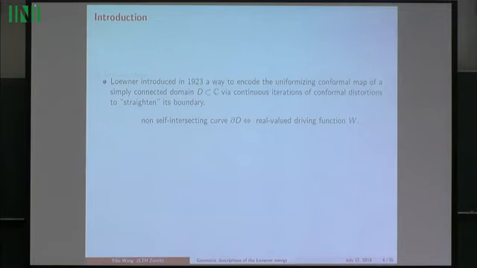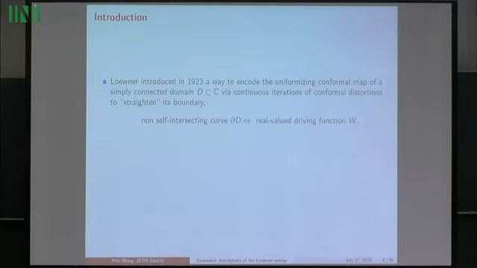So let me just remind you about Loewner's idea that he introduced in 1923. The initial goal is to find a way to encode a univalent function from a disk to a simply connected domain. We can also view it as the uniformizing conformal map from the simply connected domain D in the plane to the unit disk.